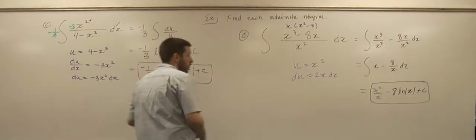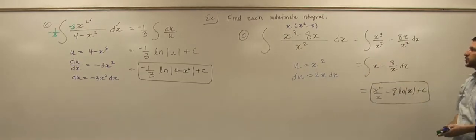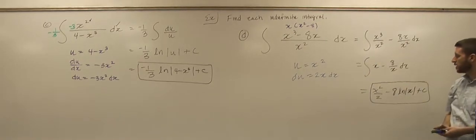So the u substitution will work here if you force it. Also division, if you just divide the x squared into both terms, that'll get it.